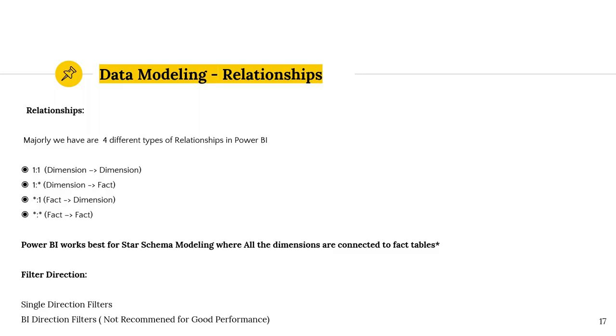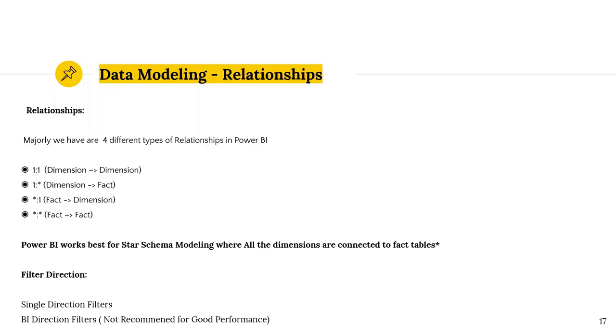Majorly, there are two types of data warehousing concepts that the industry follows: star schema and snowflake schema. Snowflake schema is highly normalized, whereas star schema is not highly normalized and is good for analysis. That's why Power BI recommends star schema modeling for reporting. Star schema is a central fact table where dimensions are connected to the fact table. Each dimension is connected to the fact table in a star kind of shape, which is why it's called a star schema. We'll see how that looks and how it can be done in Power BI.